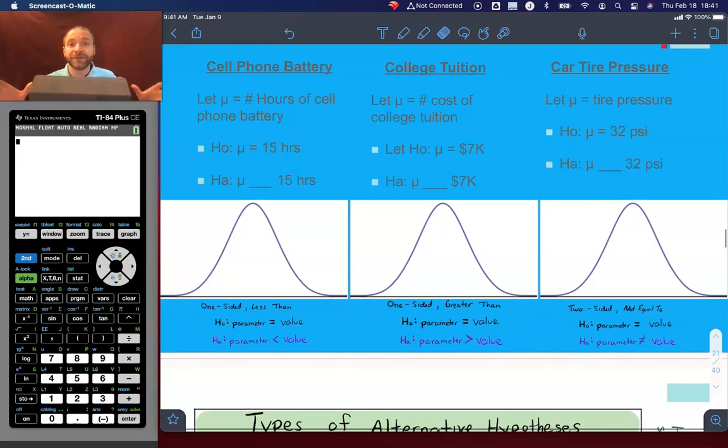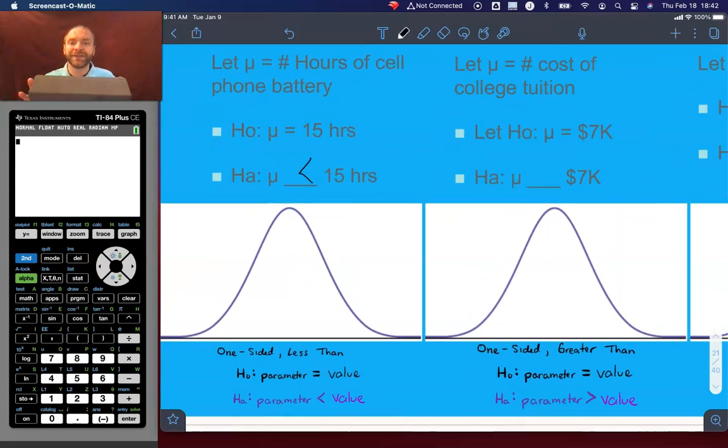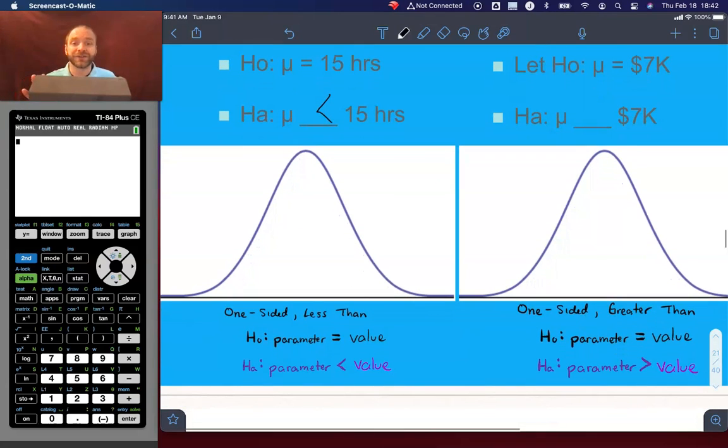So imagine a cell phone company. Mu is the number of hours of cell phone battery life. This cell phone company claims their battery lasts for 15 hours. So their claim, their null hypothesis, is mu equals 15. We would not like buying that cell phone and having the average lifespan of our battery be less than 15 hours. That is why this one is a left-tailed distribution.